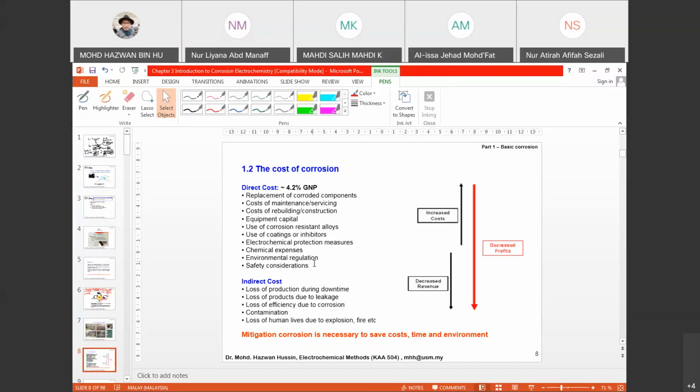Meanwhile, for the indirect cost, you can also have production loss during downtime. Downtime means that during the production of a product, for example in oil and gas, when you have a leakage, then you have to shut down the operation. So the shutdown of operation is known as downtime. Okay, then you will have a loss of product due to the leakage.